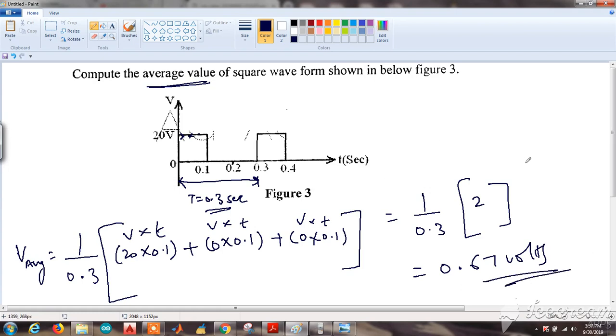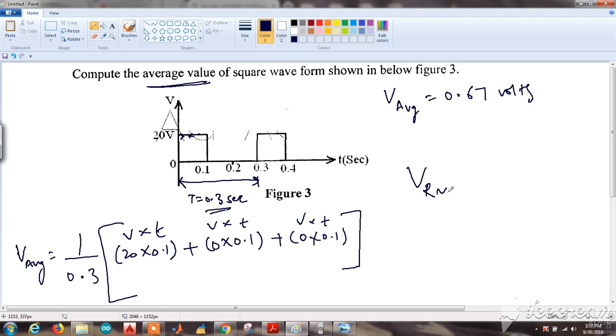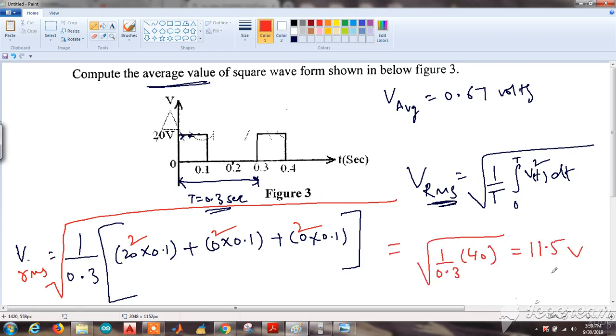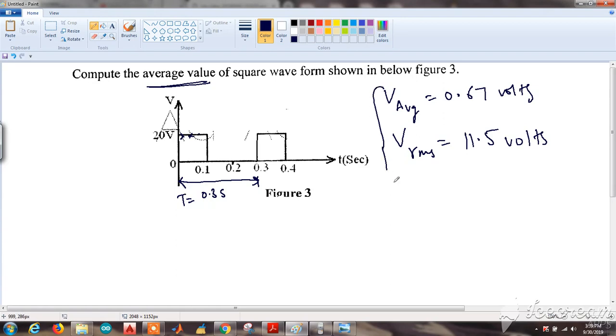Suppose in this question he tells us to find the RMS value. So what will be the RMS value? It will be the square root of 1 by T integral of 0 to T v square of t dt, that is root mean square, or we can say effective value. So in the case of RMS, we have to put the square root and square the voltages. So we'll get 11.5 volts, which is V RMS. He told us to find the average value, which is 0.67 volts, and if he tells us to find the RMS value, it is 11.5 volts. Now we can directly calculate this in a calculator also, because we have a provision of integral.